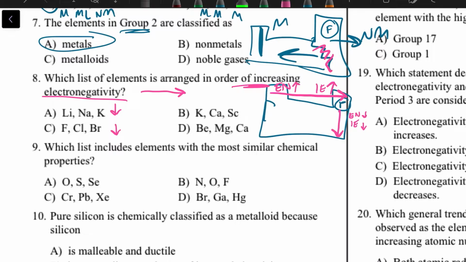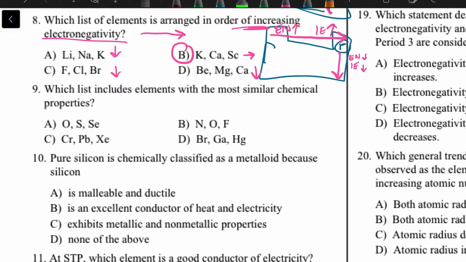If you look at K, Ca, Sc, we're moving across a period, which is exactly what we want. That is how electronegativity increases. And just to round out our answers, this is also going down a group. Therefore, find the one that is different.